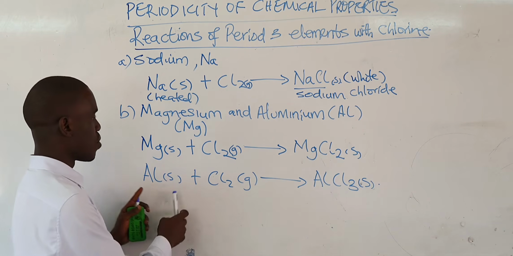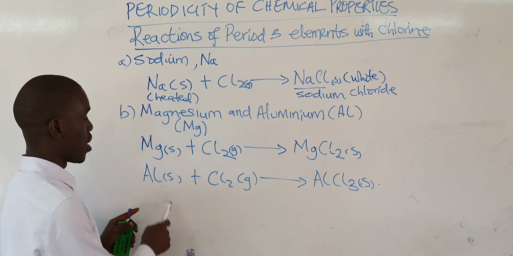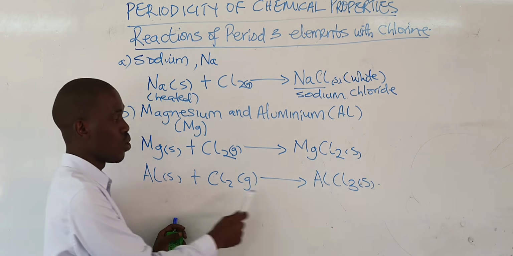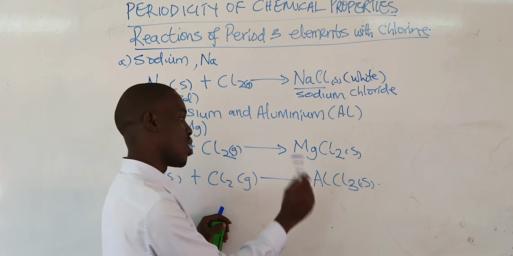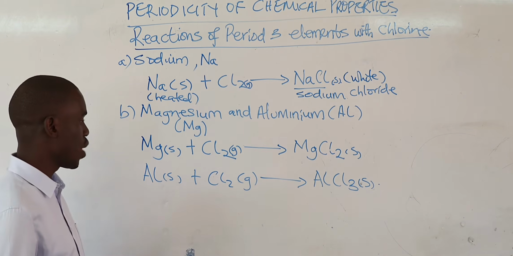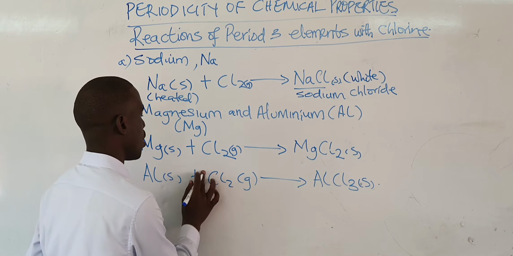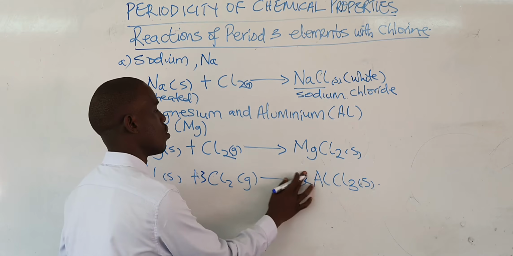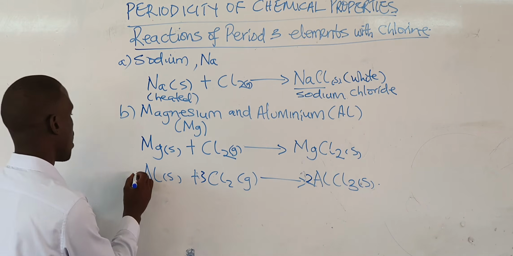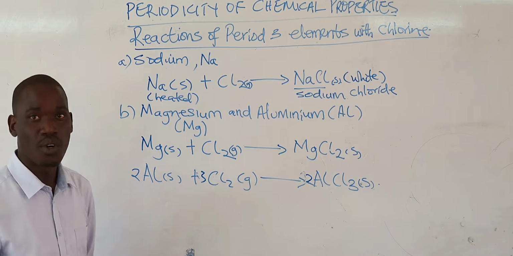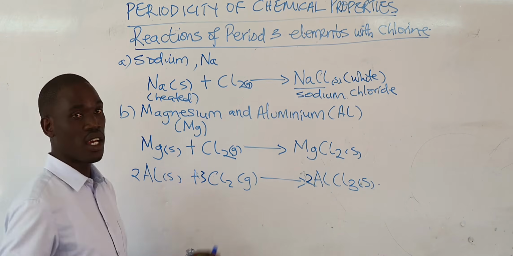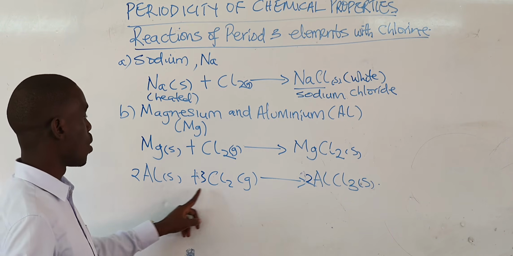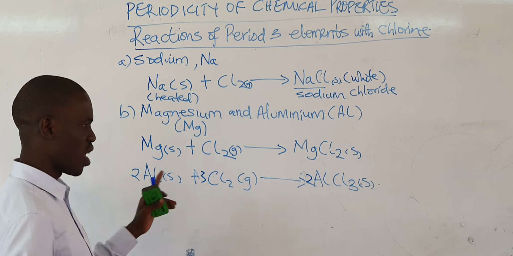So we look at the atoms here. This one is balanced, but this equation is not balanced. The atoms of chlorine here are 2, and here there are 3. So what do we do? We multiply this side by 3 and this side by 2, and then we also have 2 atoms of aluminium. So this is our balanced equation for the reaction of aluminium with chlorine.